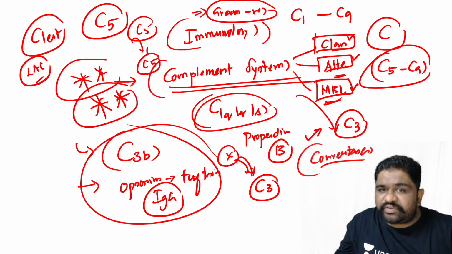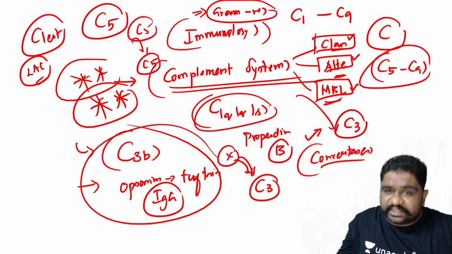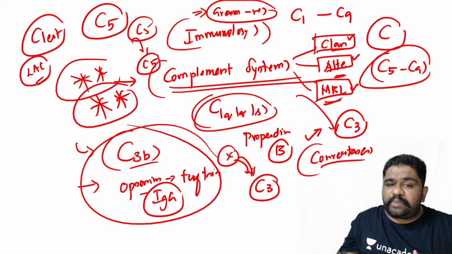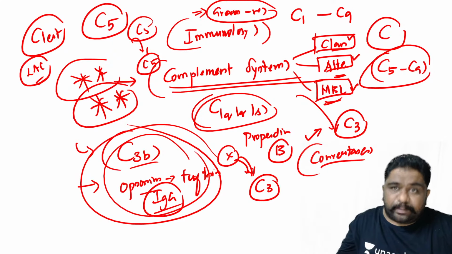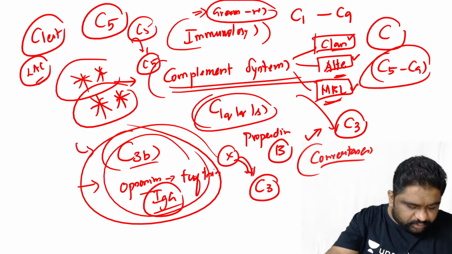Then you should know about the different complement factors. Then try to understand which kind of complement factor deficiency can cause what diseases. And complement factors are called labile factors, while antibodies are called stable factors. Okay.